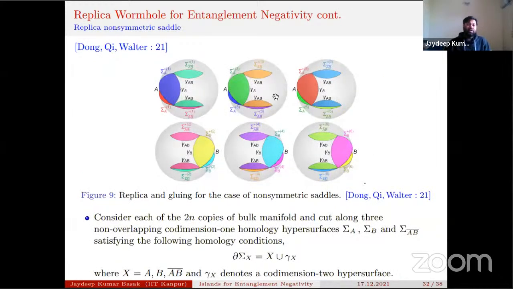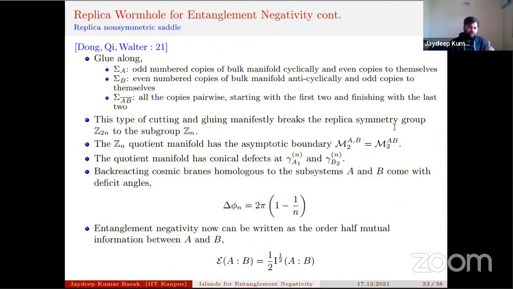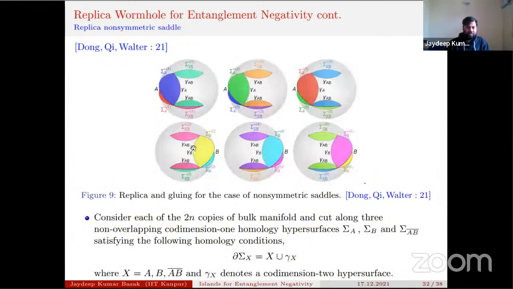Now, this one is called replica non-symmetric saddle. We have to take 2n copies, and on each copy of the bulk manifold, we consider a cut along 3 non-overlapping codimension 1 homology hypersurfaces. This is sigma A, sigma B, and sigma AB bar with this specific condition. Now, this gamma X denotes a codimension 2 hypersurface here. Now, when we have this scenario, we try to glue along this sigma A surface the odd number of copies of bulk manifold cyclically and even copies to themselves. We can see it from this figure. These odd copies 1, 3, 5 you can glue cyclically for A and B with themselves.